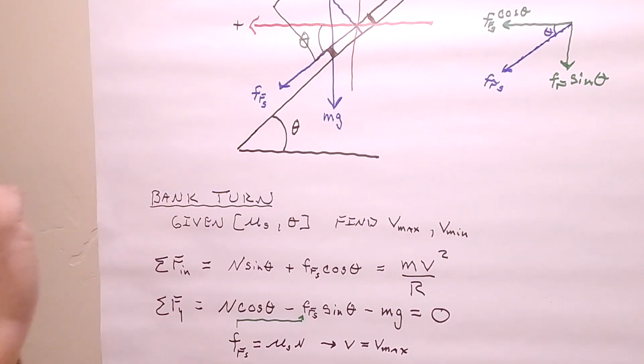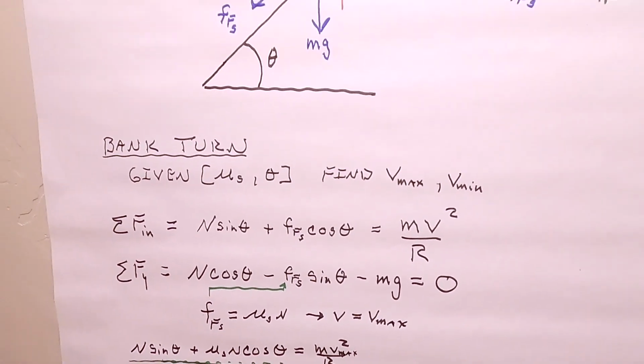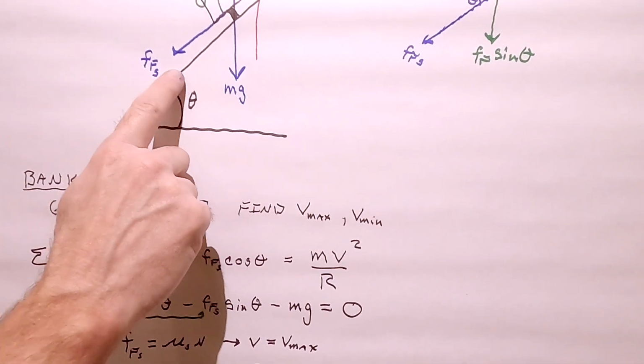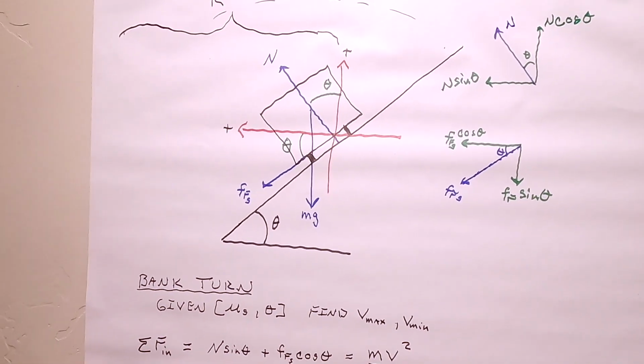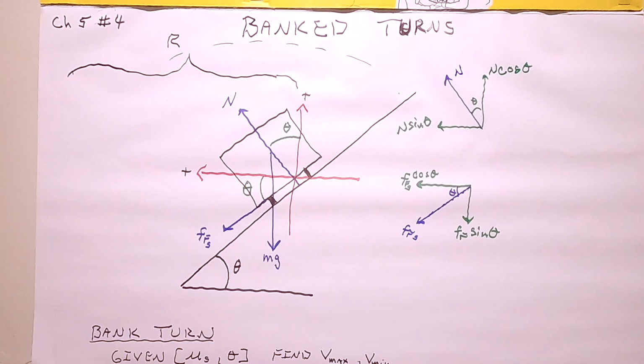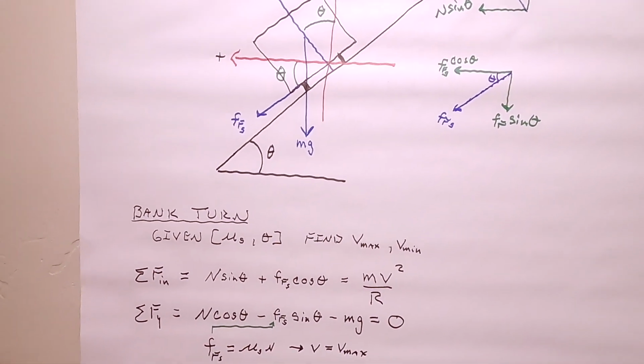And we're given this theta, and we want to find what's the maximum speed you can go around this bank turn. And also, if this is really steep, what's the minimum speed? Because if you go too slow, you're going to slide down this way. If you go too fast, you're going to want to slide out that way. Okay, so those are the two speeds we want to find.